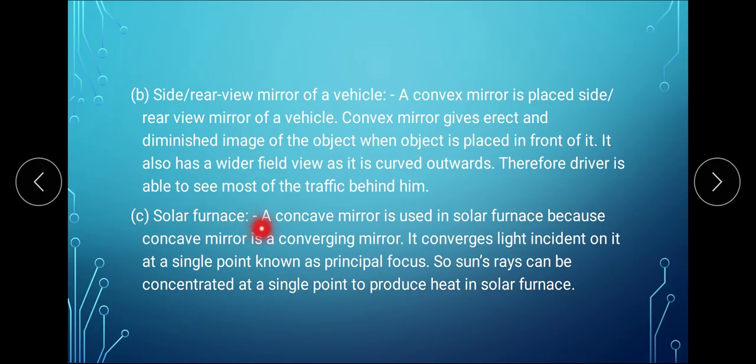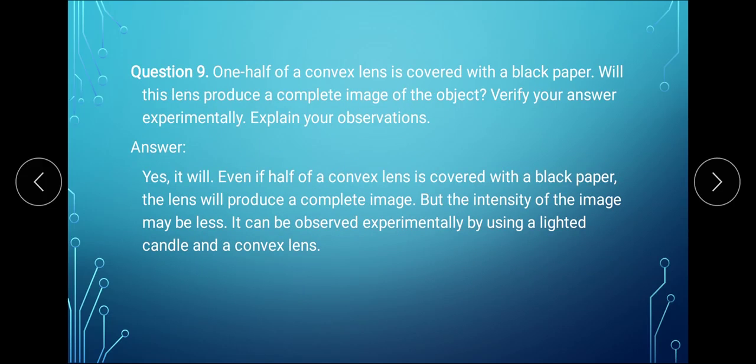Students, in solar furnaces, we use a concave mirror. Concave mirror is used in solar furnaces because it is a converging mirror. It converges incident light at a point called principal focus. So, the sun's rays can be concentrated at a point inside the solar furnace to produce heat. Therefore, we use a concave mirror.